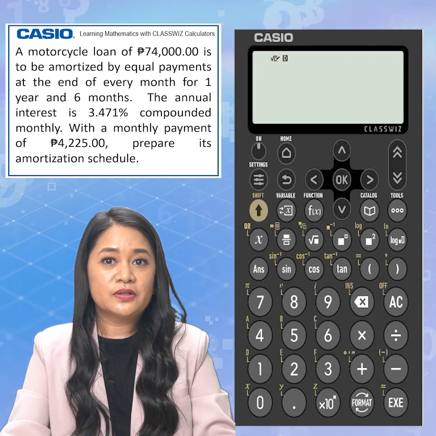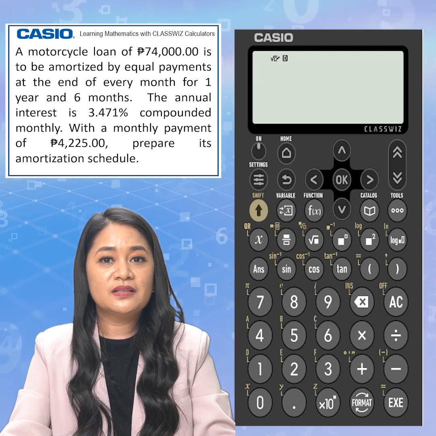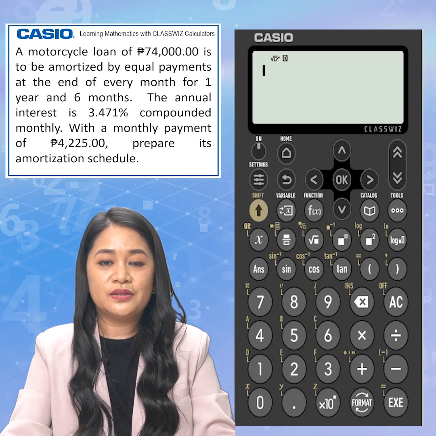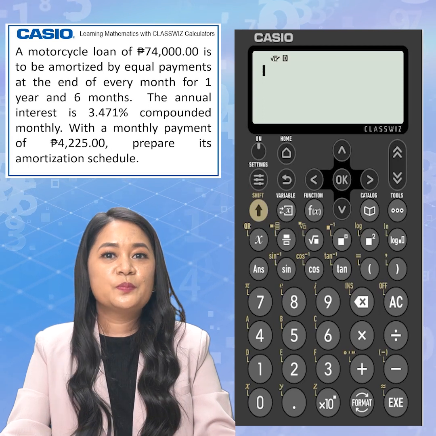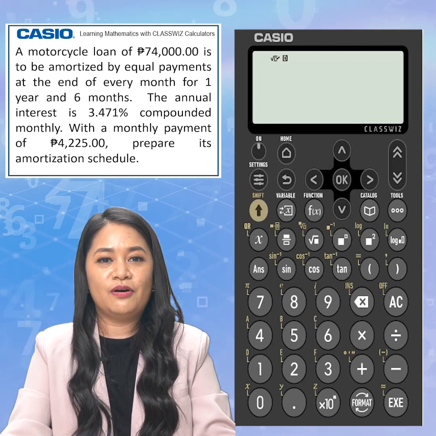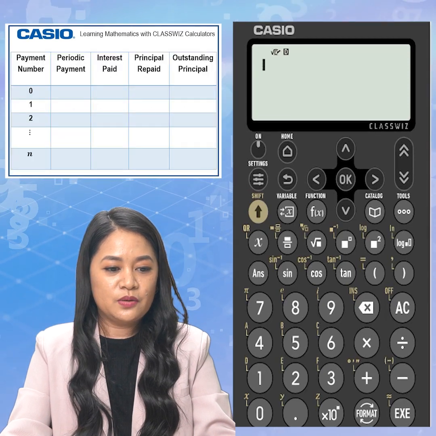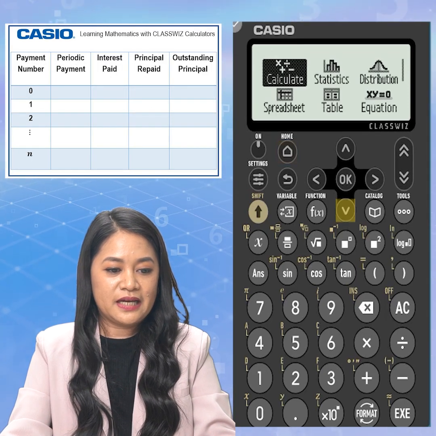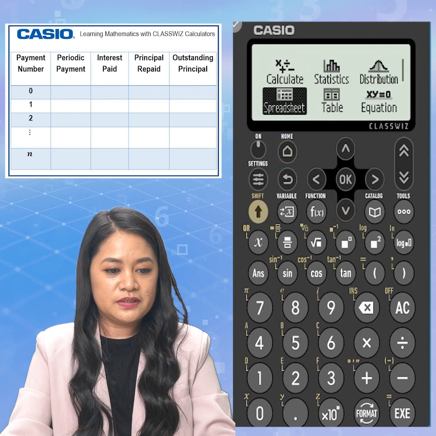So using the simple ordinary annuity formula, the monthly payment will be 4,225 pesos. To prepare the amortization schedule, we will use the spreadsheet mode of the calculator. So press Home and then highlight the spreadsheet mode and press OK.